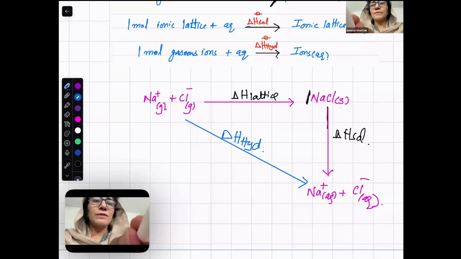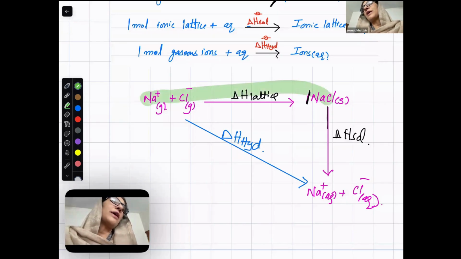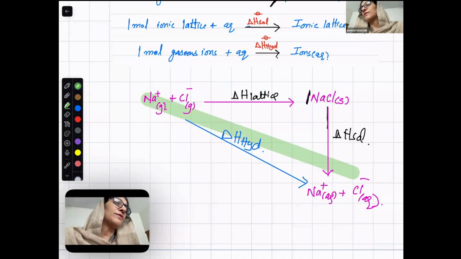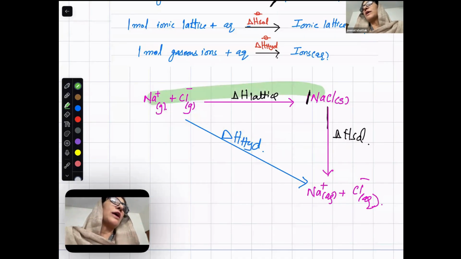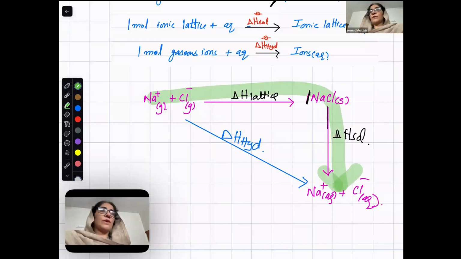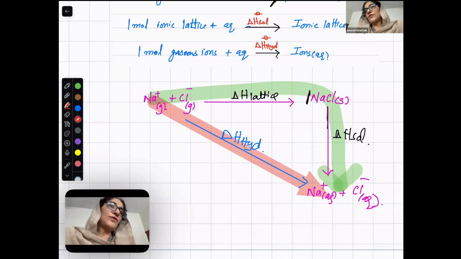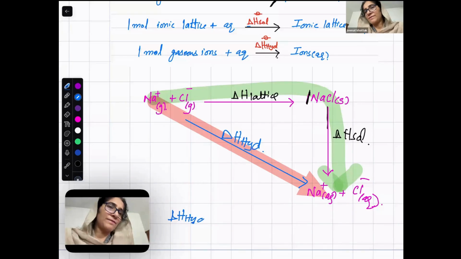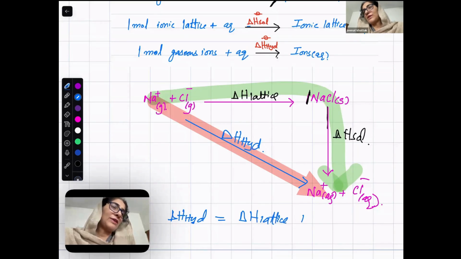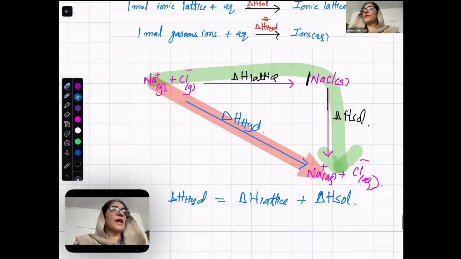Can we say that there are two routes? Solid into aqueous ions, and ions directly into aqueous ions. Two routes. Can we say that hydration is the sum of lattice plus solution? Can we do it this way?